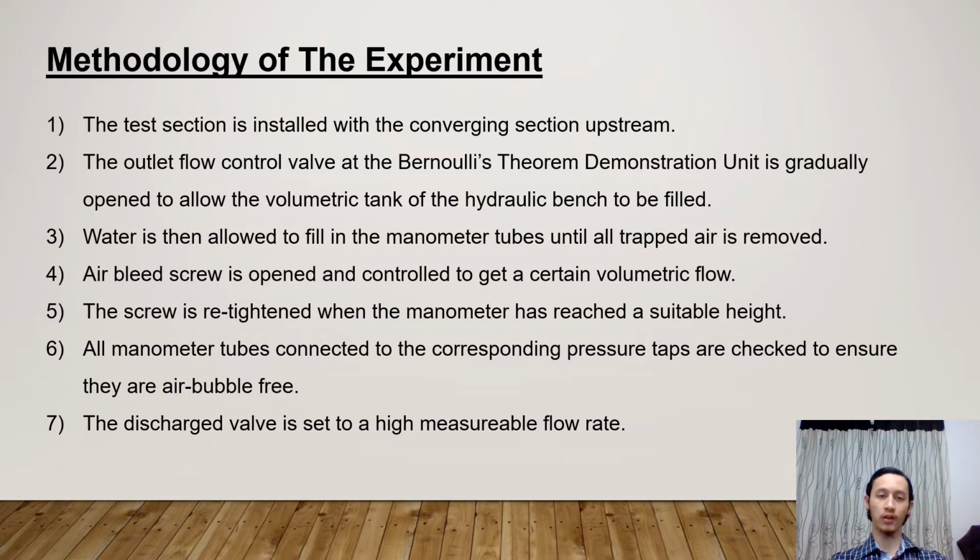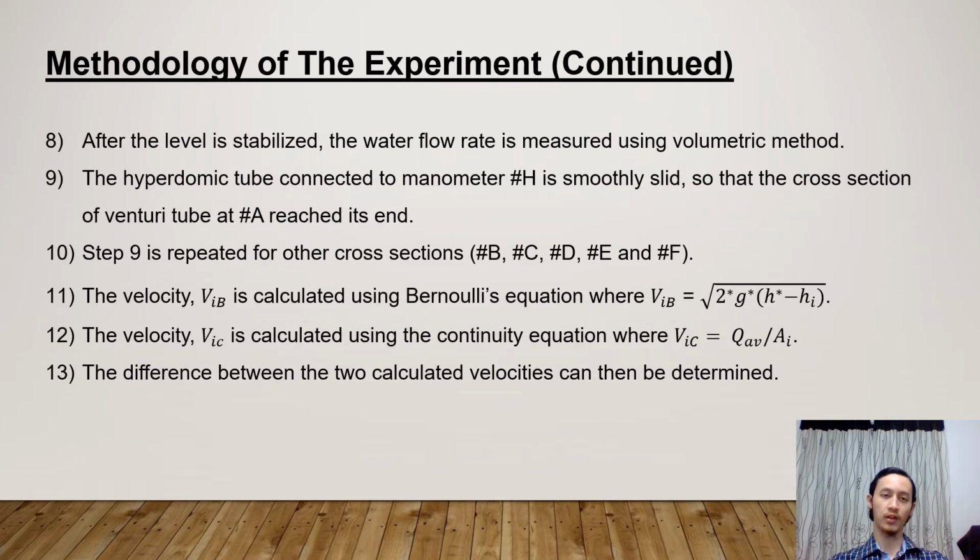Air bleed screw is opened and controlled to get a certain volumetric flow. The screw is retightened when the manometer has reached a suitable height. All manometer tubes connected to the corresponding pressure taps are checked to ensure they are air bubble free. The discharge valve is set to a high measurable flow rate. After the level is stabilized, the water flow rate is measured using the volumetric method.